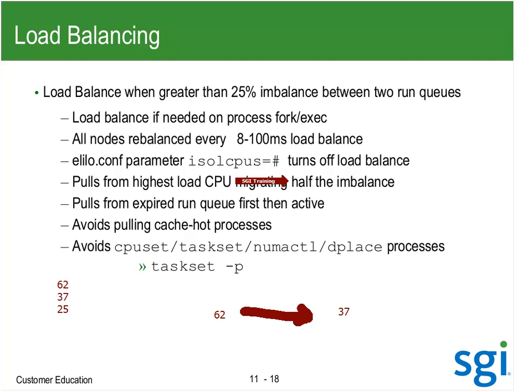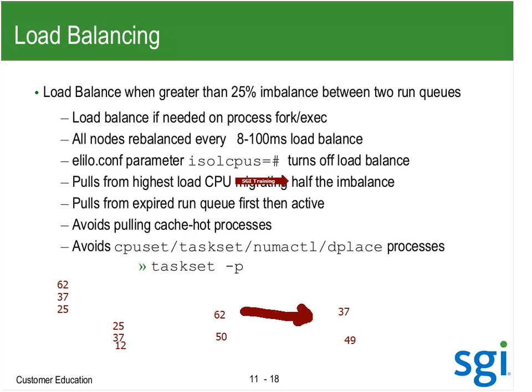Oh, I take half the imbalance, so I don't take 25, sorry. So I'm going to take 12, add 12 to 37. And that'll give me 49 here. And if I subtract 12 from 62, I get 50. That's the way it's basically working. You okay with that? So we just move half the delta between the two queues.